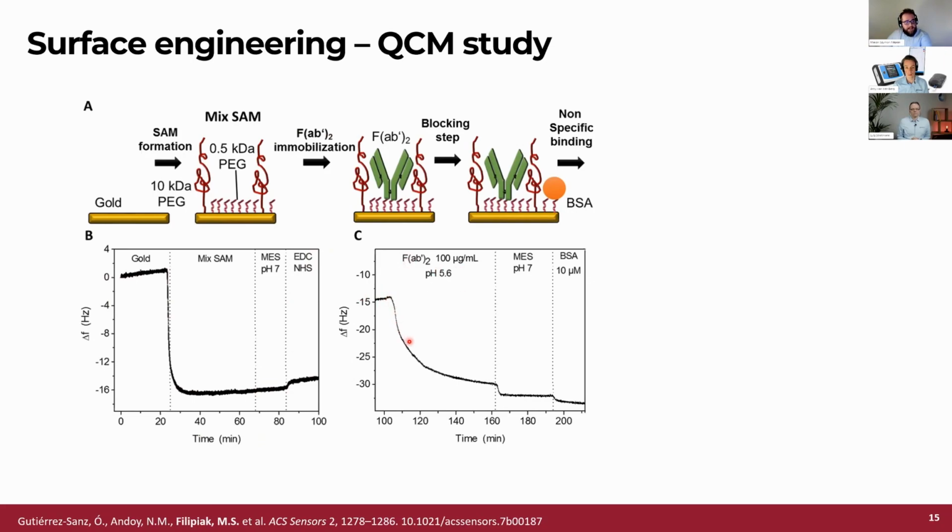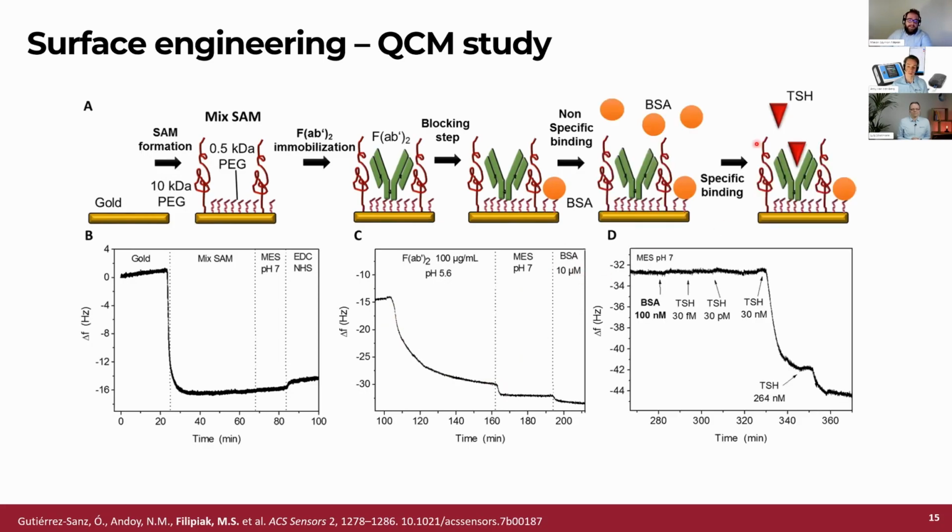Again, the oscillations of the quartz crystal are damping because there is more and more adsorption at the surface. And then there is some blockage with bovine serum albumin. At the end, we end up with a surface ready for testing specific interactions, specific binding here of thyroid stimulating hormone. As you can see, for low concentrations, this technique is not very feasible. Only with high concentrations, like 30 nanomolar or here 264 nanomolar, we can see some adsorption at the surface.